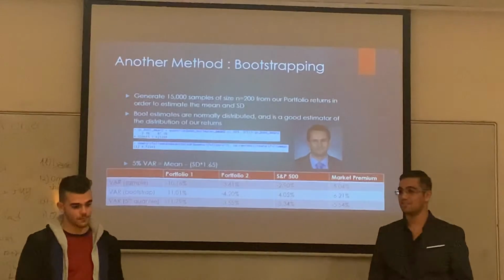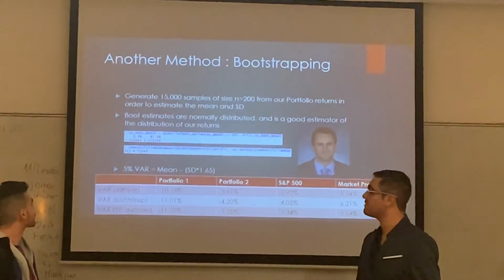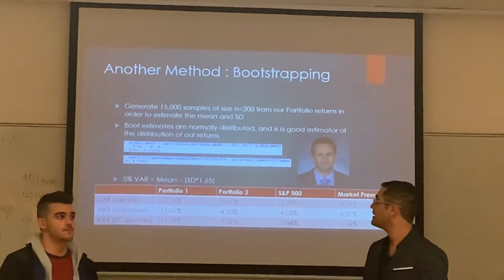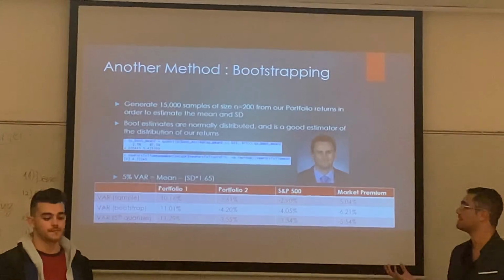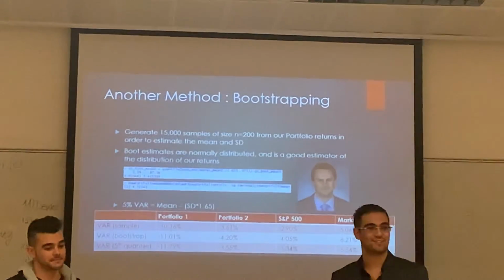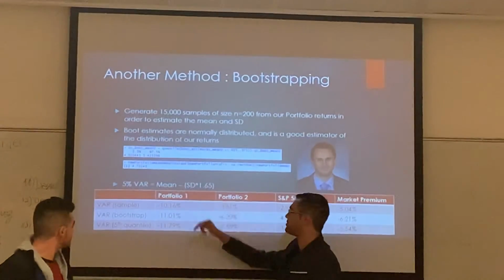And one of these ways is bootstrapping or historical sampling. So what we did is we took 15,000 samples of size 200 from our returns, and we created bootstrap estimates. From there, we get to know the confidence interval for the mean and for the standard deviation, and get to calculate the value at risk using this formula, which assumes normality.